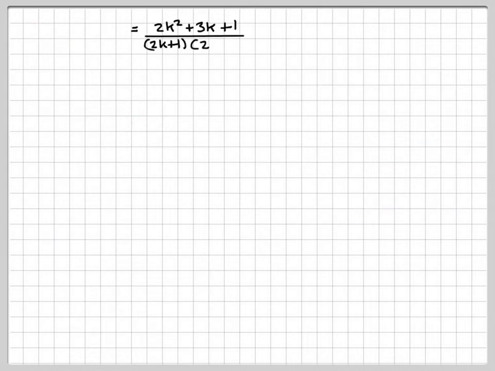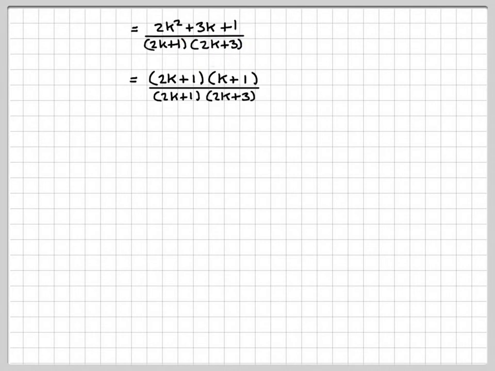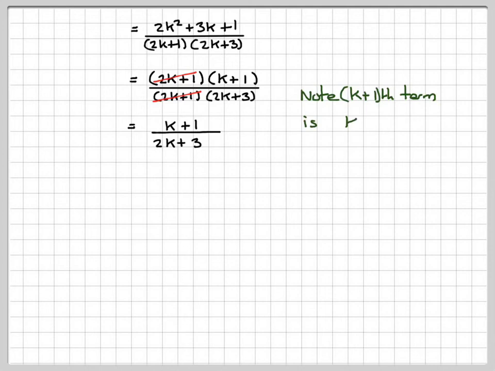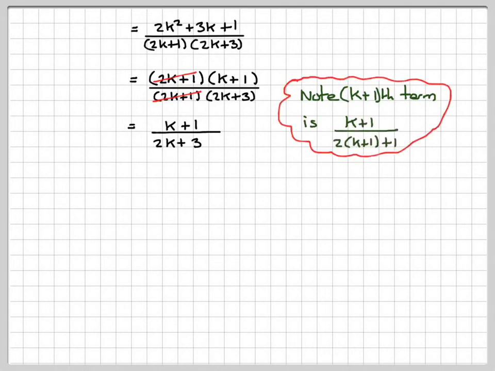Writing that out again, what we need to do is factorize the numerator. So factorizing the numerator, it's (2k plus 1)(k plus 1). If you're not sure, pause the video and practice factorizing for yourself. So you get (2k plus 1) times (k plus 1) over (2k plus 1)(2k plus 3). Obviously these will cancel out. And then we get the result that I mentioned, which is k plus 1 over 2k plus 3, which is the k plus 1 term. Okay, which you get by doing that.